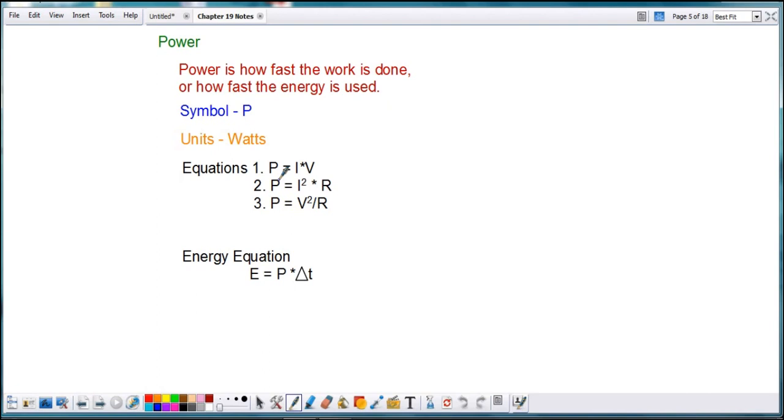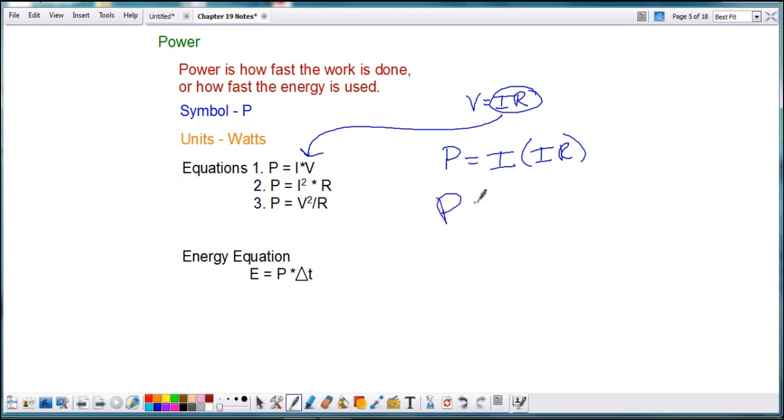Now, we can derive these other equations as well. We've got Ohm's law: voltage is equal to current times resistance. Let's go ahead and substitute this in for the voltage. If we do that, we get power is equal to current times current times resistance. So power is equal to the current squared times resistance.